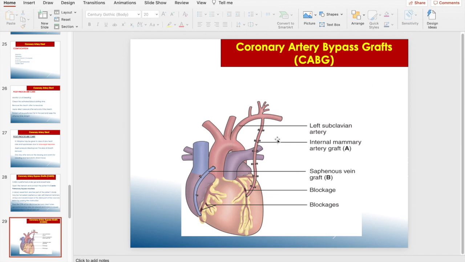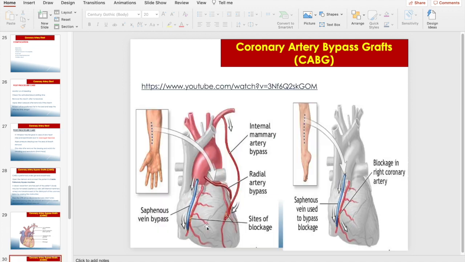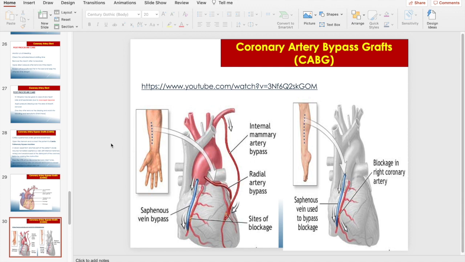This is how we do some of the procedure. For example, here, this is the occlusion. So what we did, we put the artery to supply the area of the myocardial infarction. For example, this is the internal mammary artery graft, and this is another one. Here is the occlusion, and we use the saphenous vein, going distal to the occlusion to supply the area after the occlusion. This one is similar. It is repeated, and you can go and watch. This is a YouTube link, and you will find a lot explaining more detailed information.